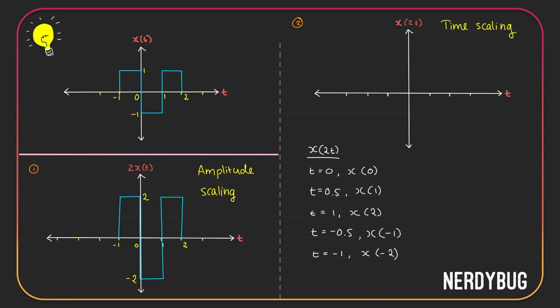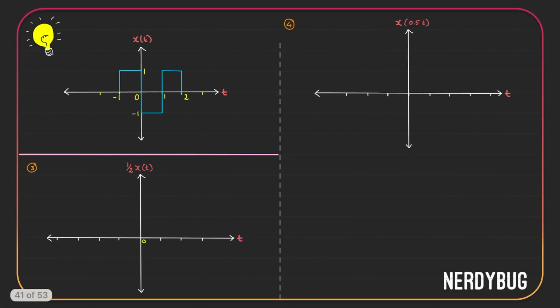So technically what happens here is x of 0 is still going to be at 0, but x of 1 goes to 0.5, x of 2 goes to 1, x of minus 1 goes to minus 0.5, x of minus 2 goes to minus 1. So every number gets halved. So our new graph will look like this. Amplitude doesn't change, it is still from 1 and minus 1. This is minus 0.5, this is 0, this is 0.5, and this is 1. So what did happen here? Compression. Our signal got compressed.